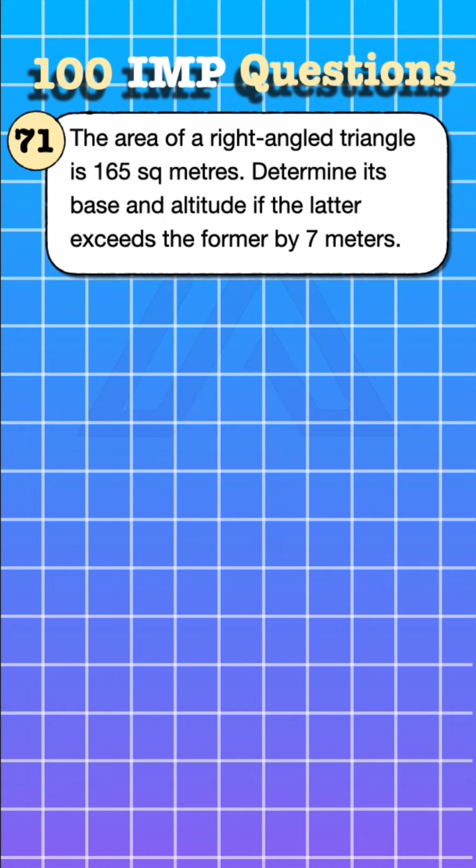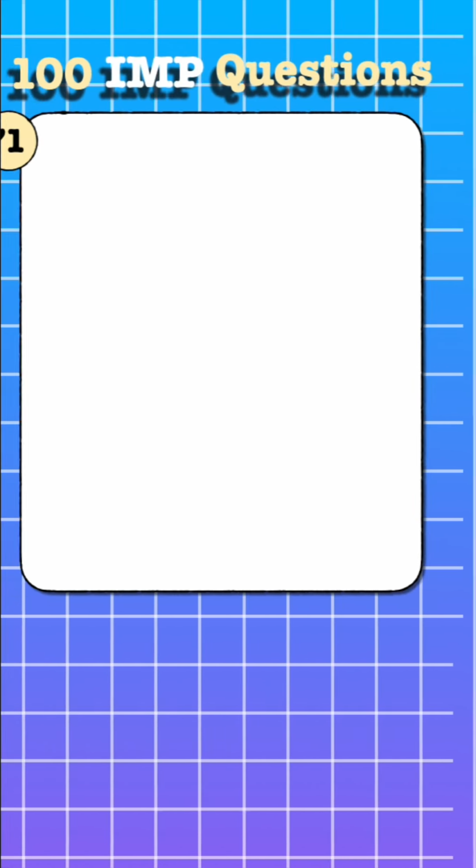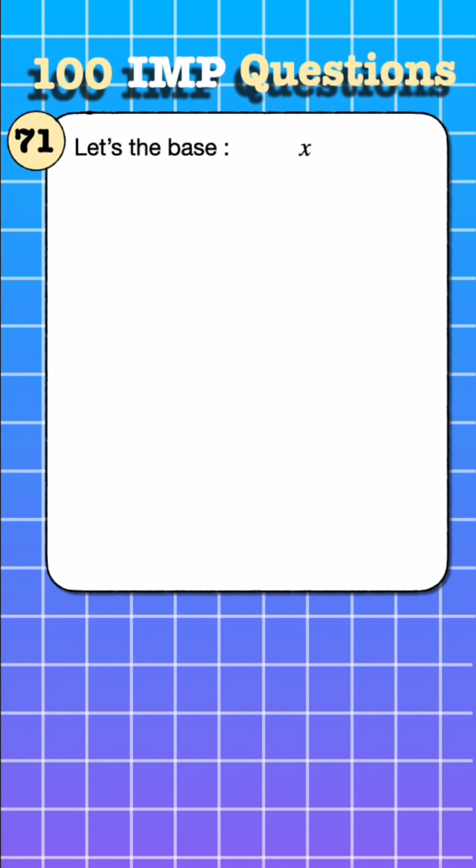Question number 71. The area of a right angle triangle is 165 square meters. Determine its base and altitude if the latter exceeds the former by 7 meters. Let's start. So let's assume that the base is x, so the altitude will be 7 more. So it will be x plus 7, right?